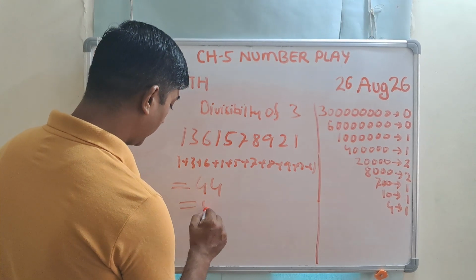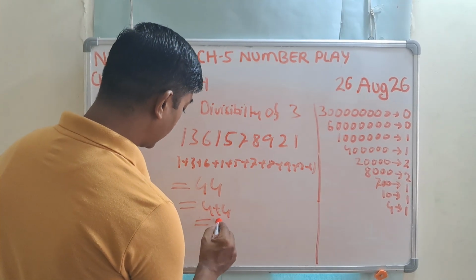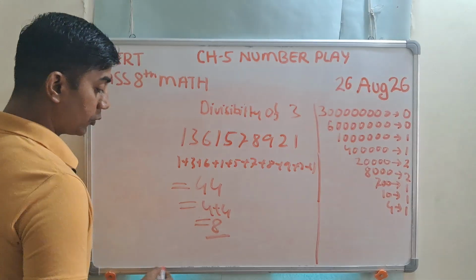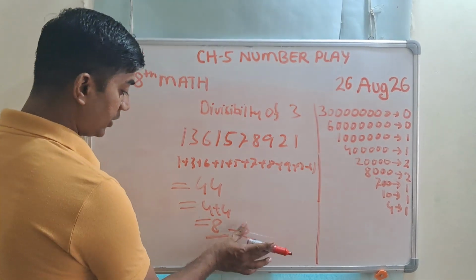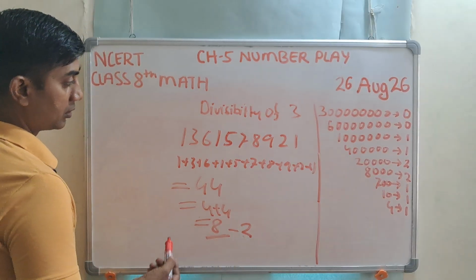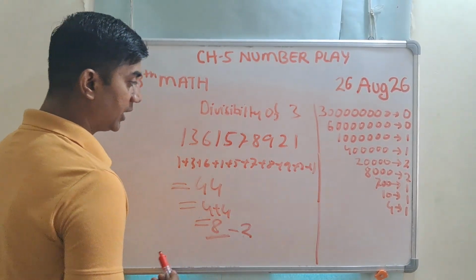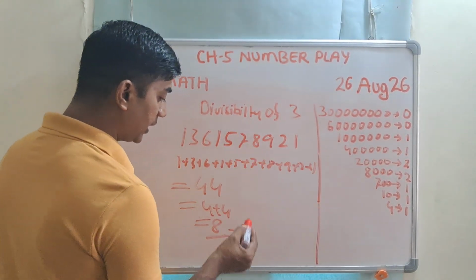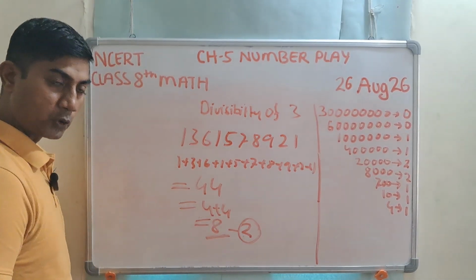Now we will add 4 plus 4, which is 8. Now since 8 is not divisible by 3, in 8 you will get the remainder 2. Understood? Since this number is not divisible by 3, when you divide this number by 3, you will get the remainder 2. Understood?